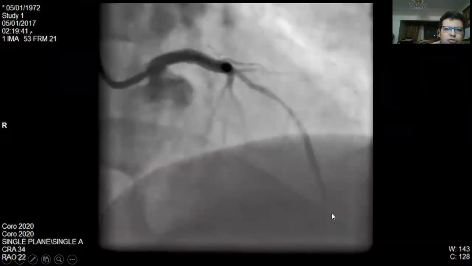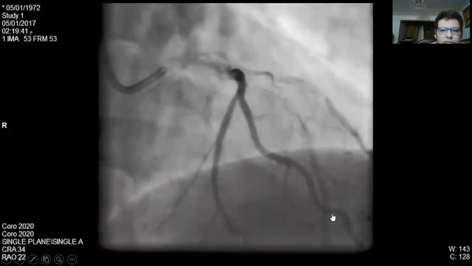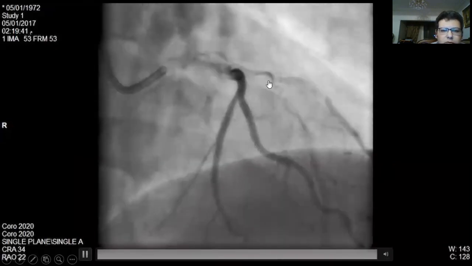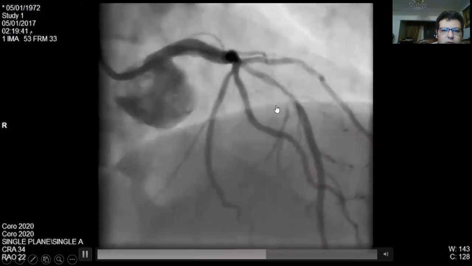Here is the coronary angiography. We can appreciate here this significant lesion at the mid LAD.